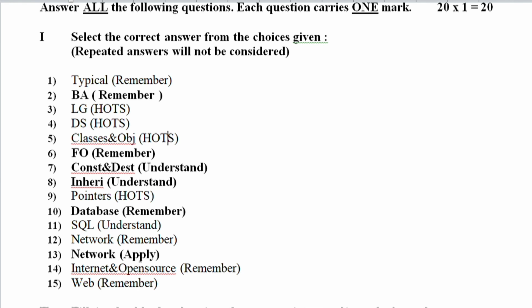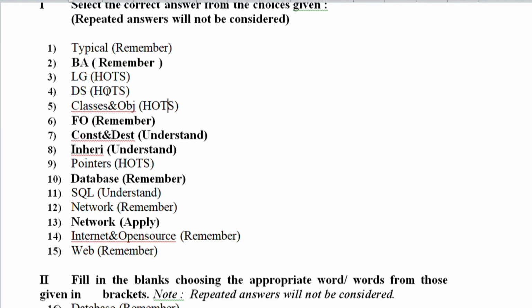Like for example, they may ask you questions on identifying the device that is going to connect two different networks. So it may be the application level question where you need to apply your knowledge. So it is gateway. So different choices they'll give: bridge, then router, gateway, like that. Then internet and open source chapter, you have remember level questions, and web designing remember. So like this, you will have different levels of questions from every chapter.